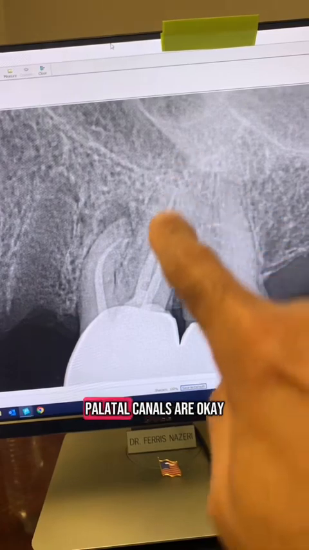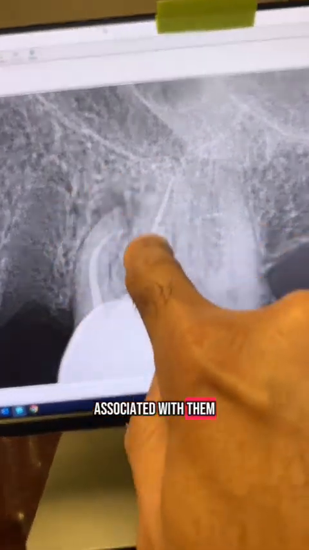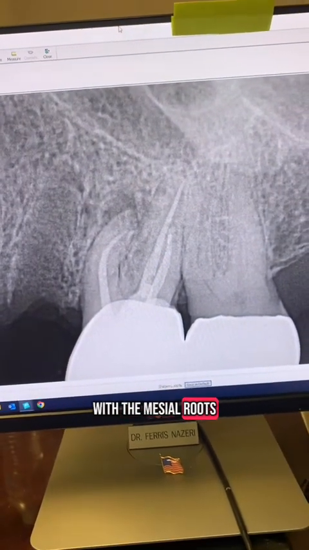The distal buccal and palatal canals are okay. I don't see any periapical lucency associated with them. But as you can see, there is a periapical lucency associated with the mesial roots.